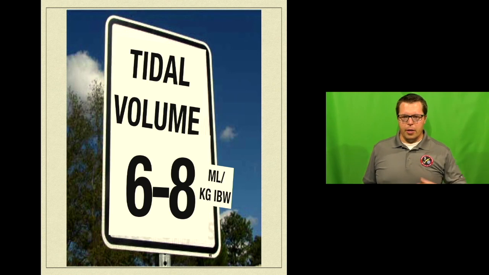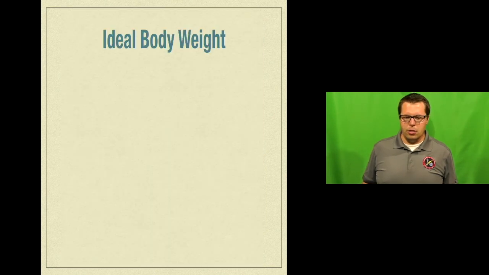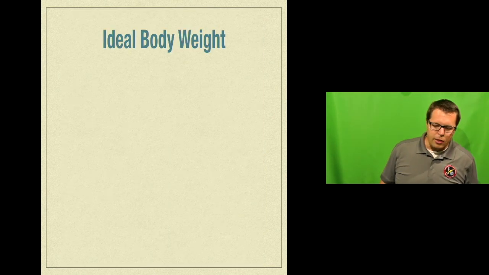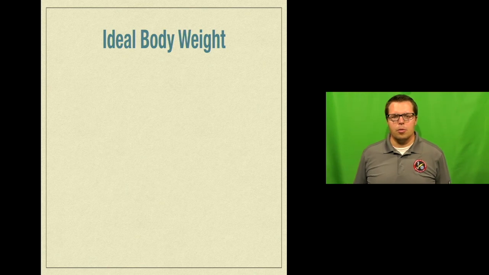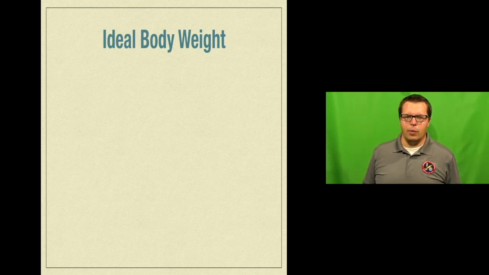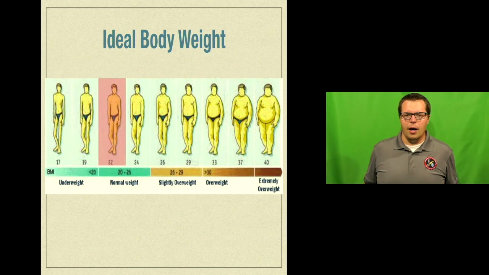But we don't give bigger breaths; we give more breaths, or we do other things to help the lungs out, and that is safer for the patient. I mentioned ideal body weight, 6 to 8 milliliters per kilogram ideal body weight. How do you figure out ideal body weight? Well, ideal body weight is essentially going to help figure out the size of your lungs.